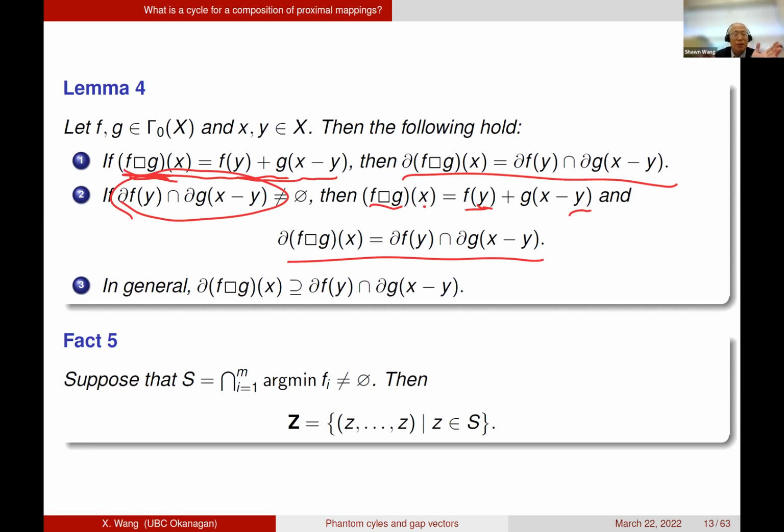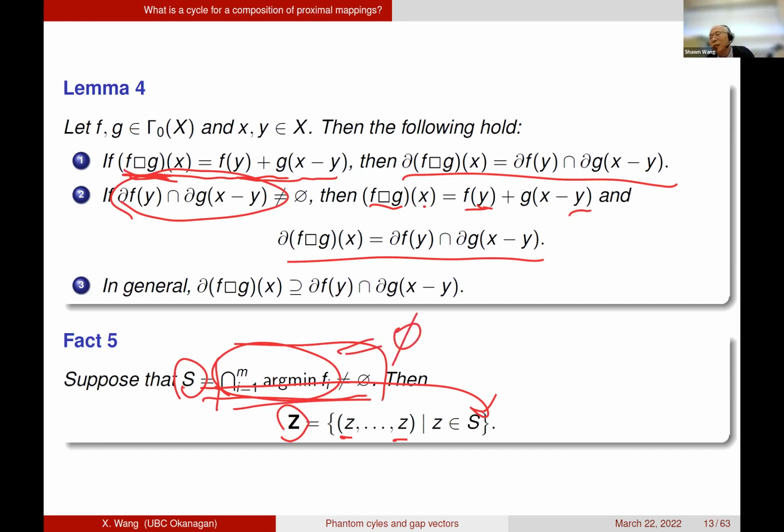So when you study the cycles of a finite number of proximal mappings, if the argmin of the individual functions has nonempty intersection, then the set of cycles is actually simple. Essentially all the vectors are the same, Z with Z belonging to S, where S is the intersection of the minimizers. So it only makes sense to talk about cycle vectors when this intersection is empty.